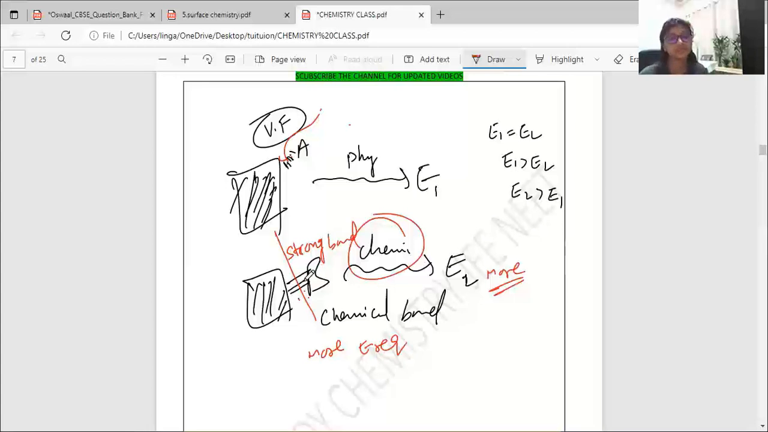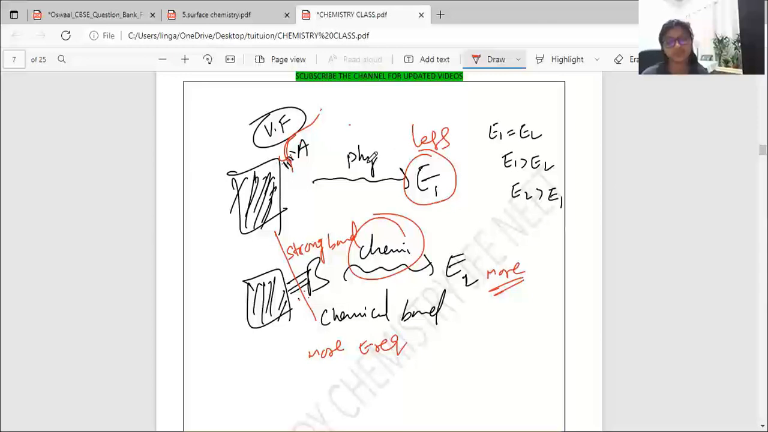To break a strong bond, more energy is required. That means while it is forming, more energy is released. Here in the case of van der Waals forces, a weak bond is forming, so the energy released is less. That's why to break this bond also, less energy is required. Got it? These two points. Any confusion? No, sir, I got it.